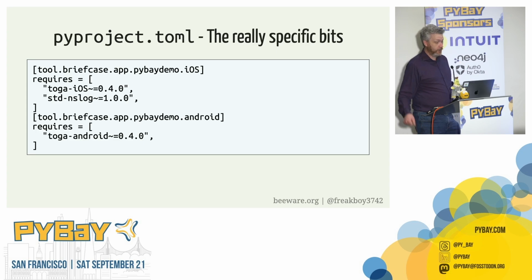A deployment on Android will have the same app level requirements, but won't have toga-iOS or std-nslog, it'll have toga-android instead. All other settings will override app level or project level values, so you could have an iOS app specific author name, for example.